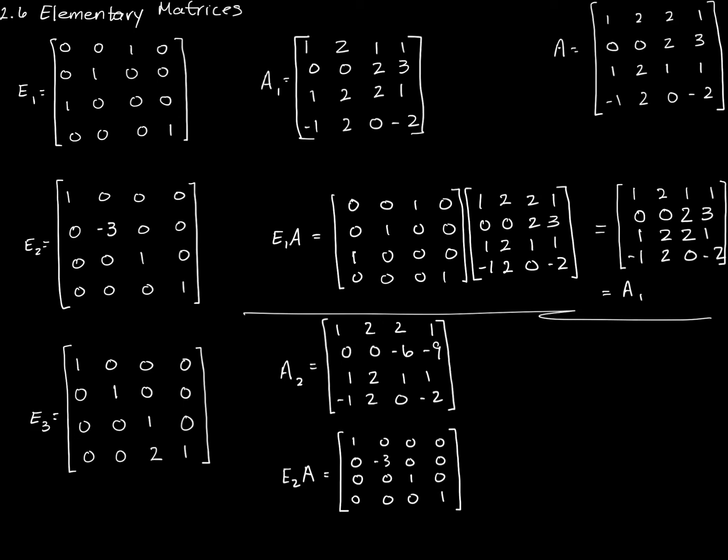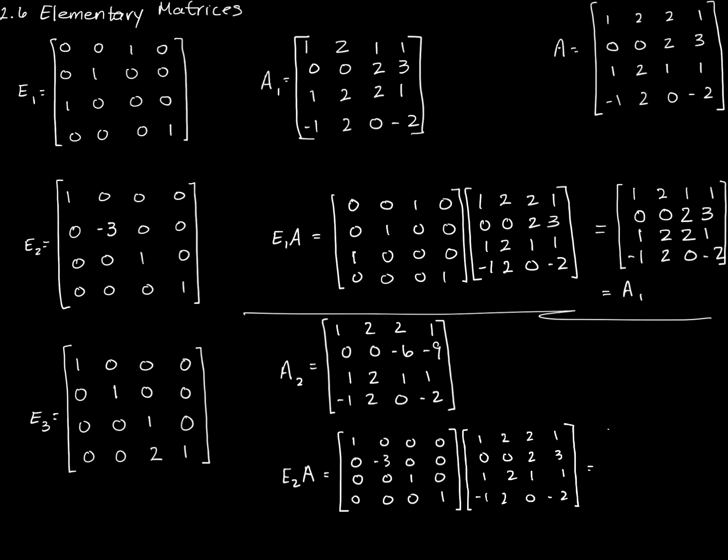So in elementary matrix 2, remember this is a specific value of A that I chose, -3. I've multiplied the row 2 by -3. And now what I'm going to do is multiply that matrix by my original matrix A, which is 1, 2, 2, 1, 0, 0, 2, 3, 1, 2, 1, 1, and negative 1, 2, 0, negative 2.